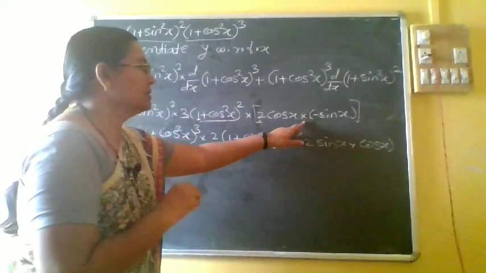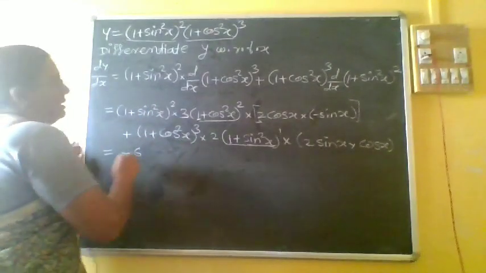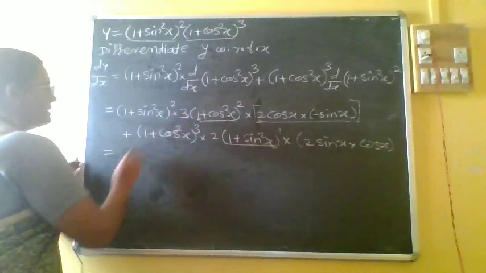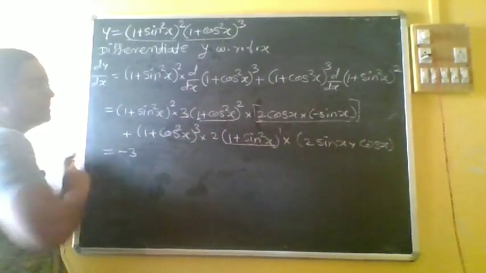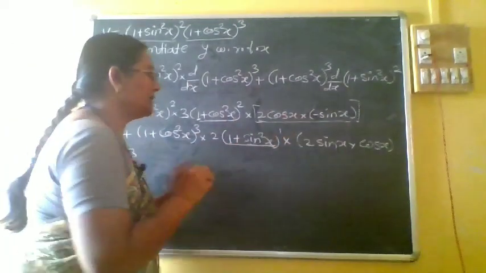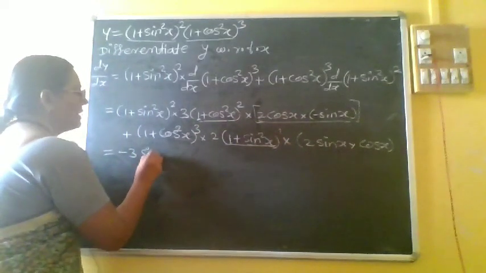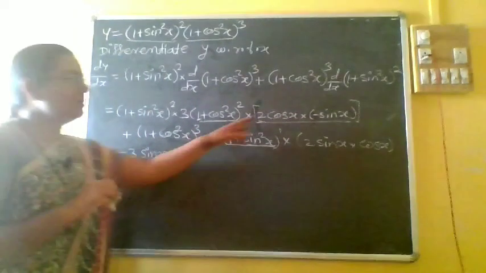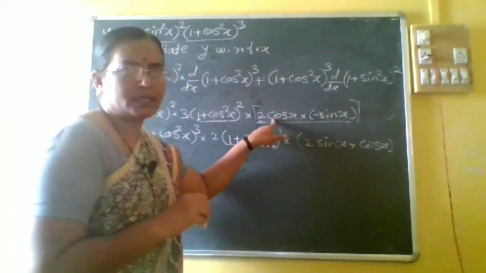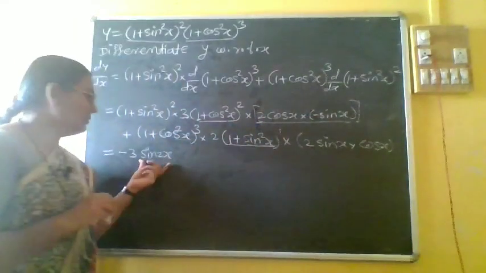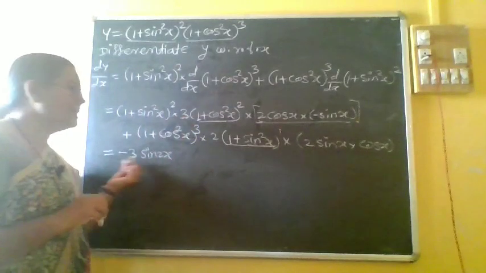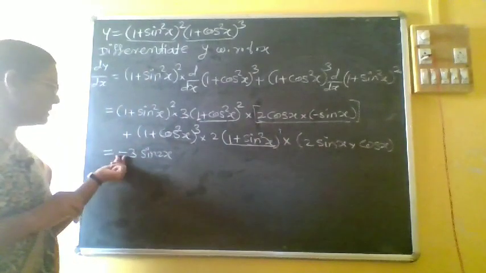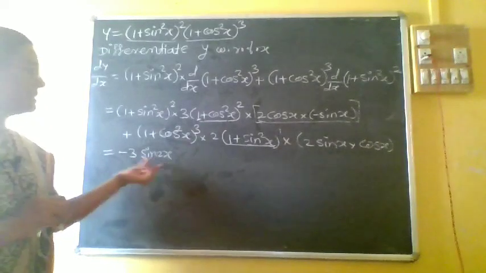This becomes, again we have to write this as like this: 3, keep as it is, and this minus 3, and 2 sin x into cos x becomes sin of 2x. We can also use the formula that 2 sin x into cos x means sin of 2x, this 3 as it is, and this minus sign here. Therefore, it becomes minus 3 sin of 2x.